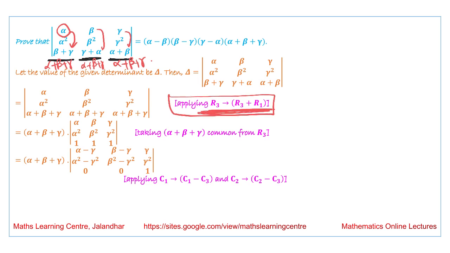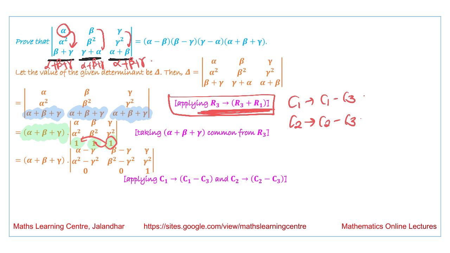So our last row will become alpha plus beta plus gamma, alpha plus beta plus gamma, alpha plus beta plus gamma. We have taken alpha plus beta plus gamma common from the last row. So these terms will become 1, 1 and 1. Next step we are going to do is, with the help of this 1, we are going to make both these terms 0. So we are performing the operation that column 2 approaches column 2 minus column 3, column 1 approaches column 1 minus column 3.